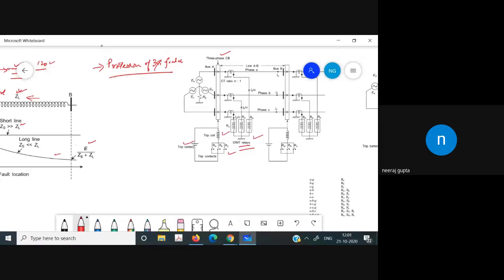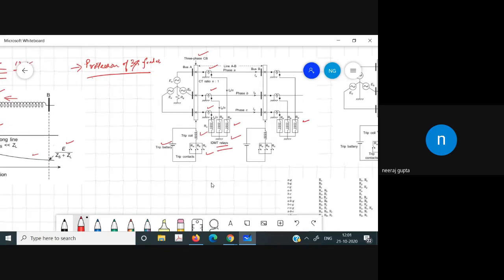In this case, you will see that we have the CT here in all the three phases, and the IDMT relays are used here in all the three phases. So this is the scheme that is used in that case. We have bus A, and the three phases of bus A, then bus B, three phases of bus B, and this relay is used at bus A and bus B. So it is given in detail how the three phases can be connected.